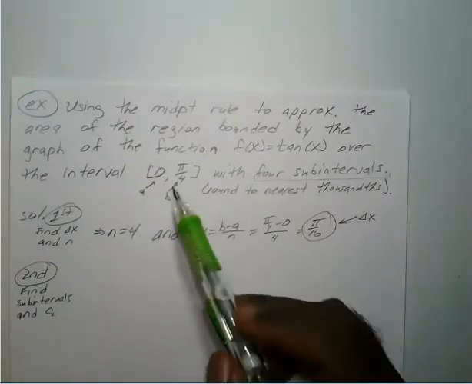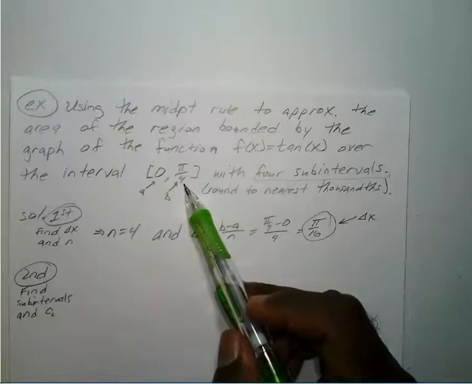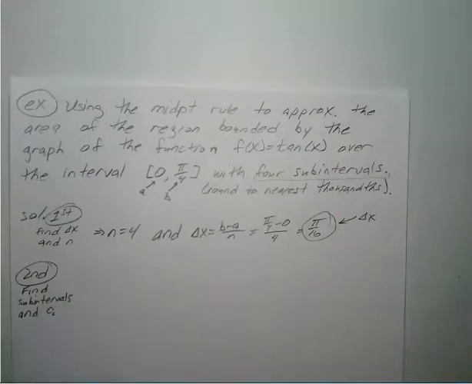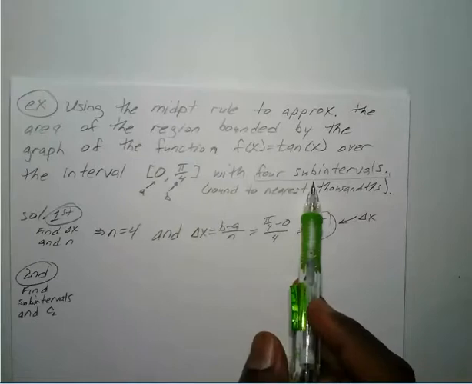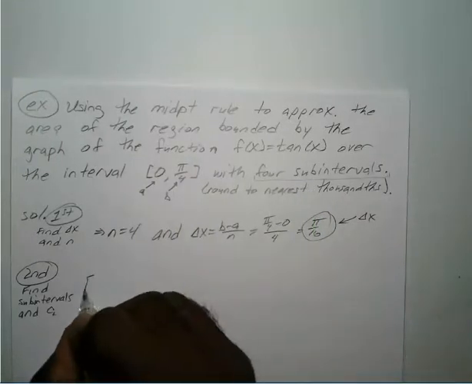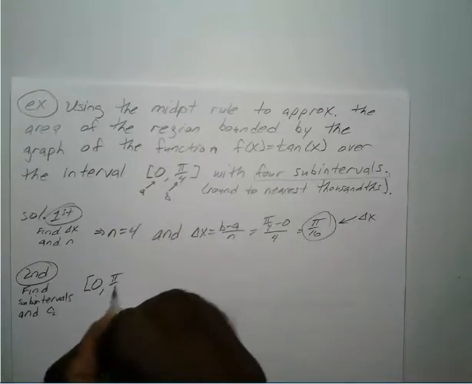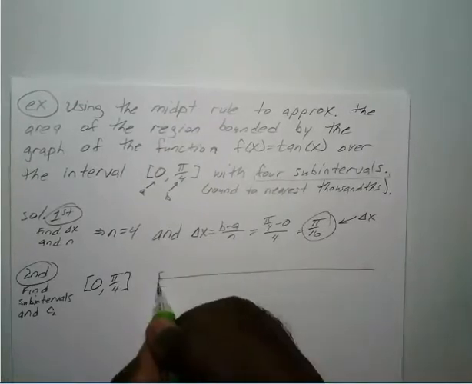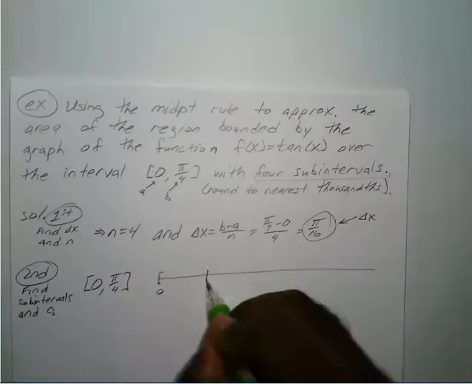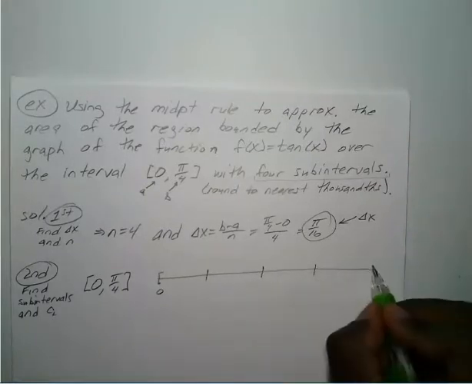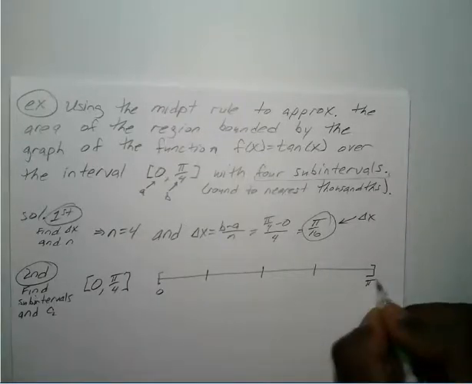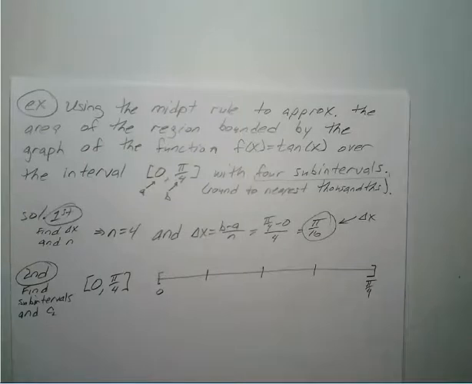Okay, now when you're dealing with values like pi over 4 or something like that, it's a little bit easier. If you have another method, by all means use that, but this is one way you can split that up into 4 subintervals. If you have 0 to pi over 4, just write out 0, 1, 2, 3, 4. So you want to split that up from 0 to pi over 4 into 4 intervals.